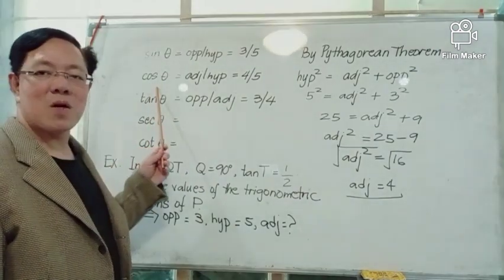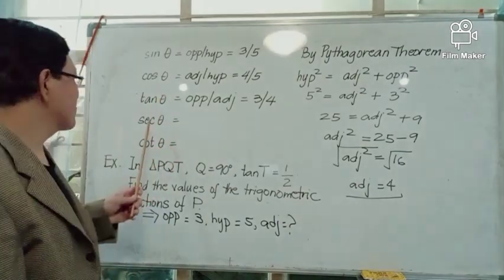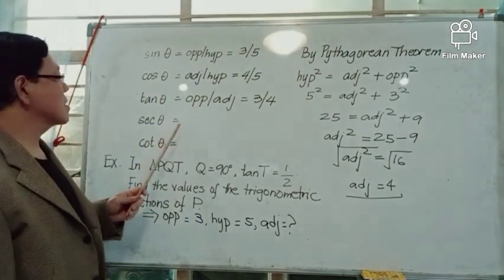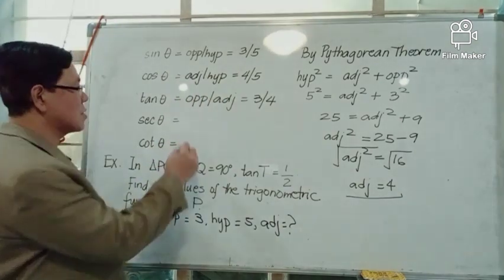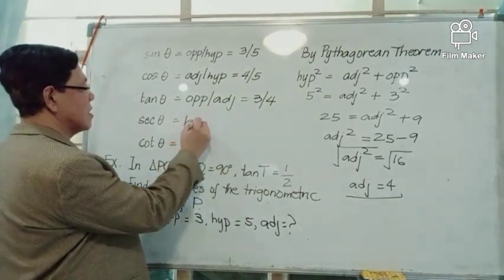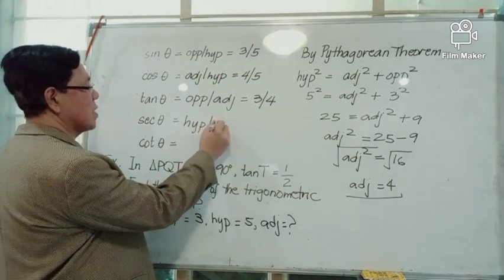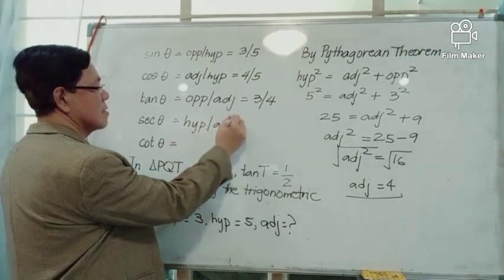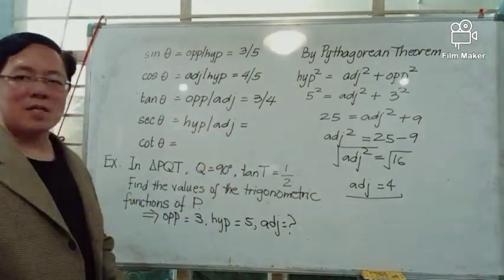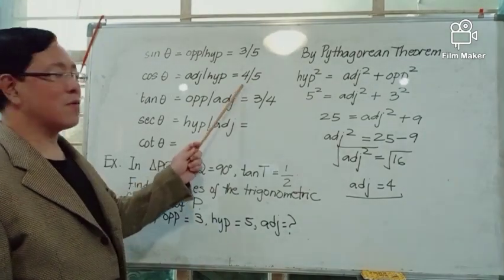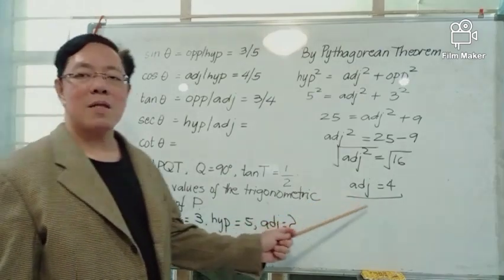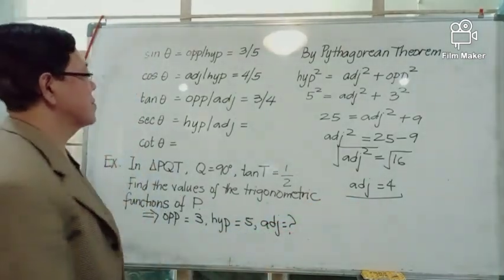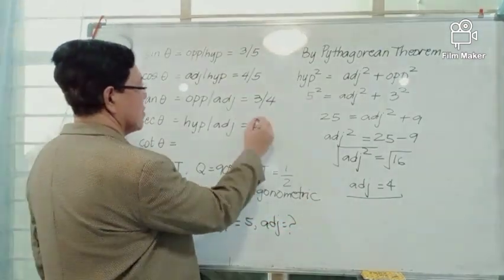The reciprocal of cosine theta is secant theta. It's the reciprocal of adjacent divided by hypotenuse. And secant theta is hypotenuse over adjacent, which is equal to the reciprocal of 4/5. Or hypotenuse is 5 and the adjacent is 4. 5/4.